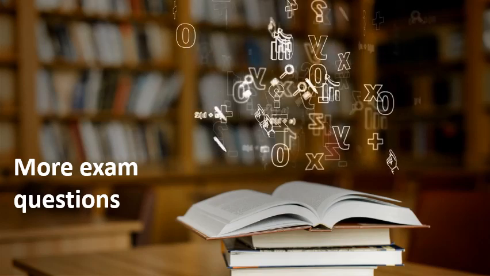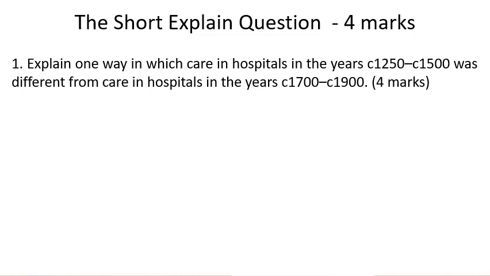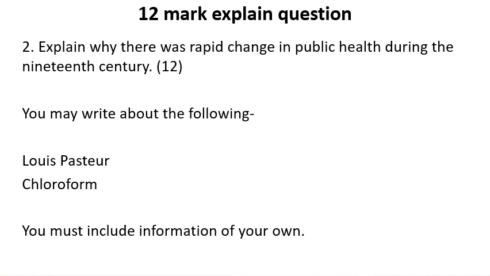Okay. So you've got 3 exam questions. There's a short explain question. Explain one way in which care in hospitals in the years 1250, the C means circa, that's roundabout, to circa 1500, so that's the medieval era, Renaissance era, was different from care in hospitals in the years circa 1700 to 1900. So what changed in terms of medical care in hospital?